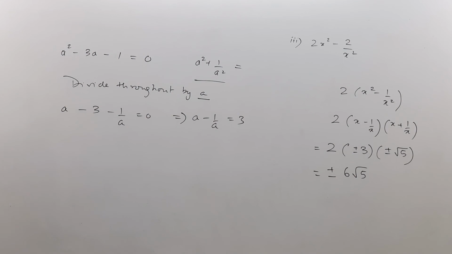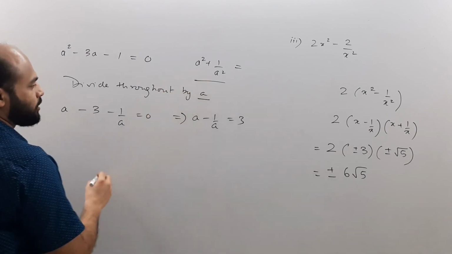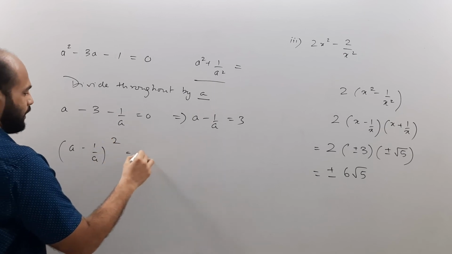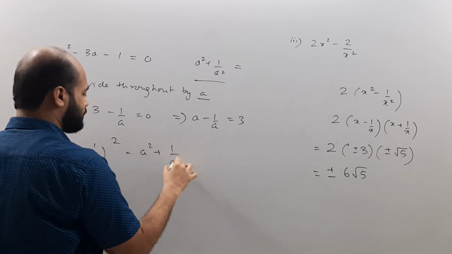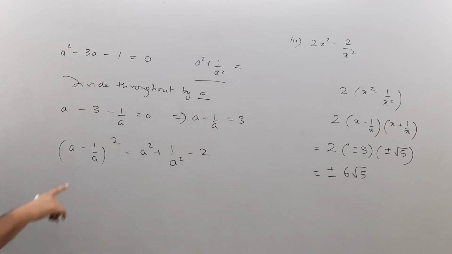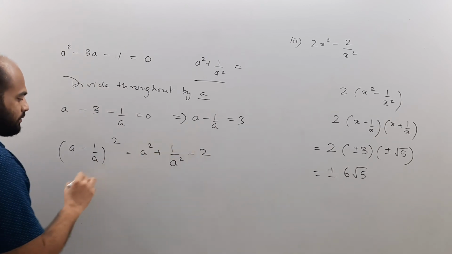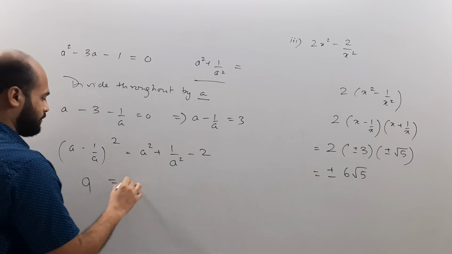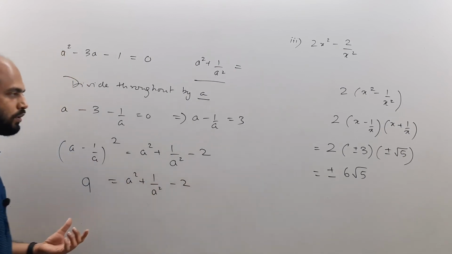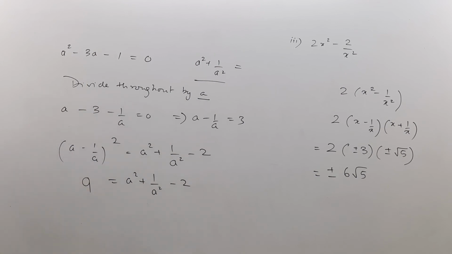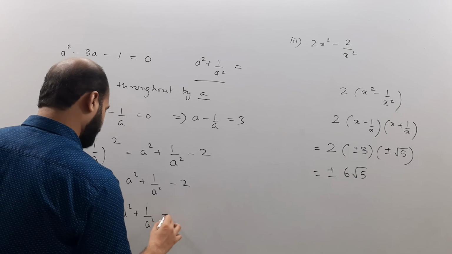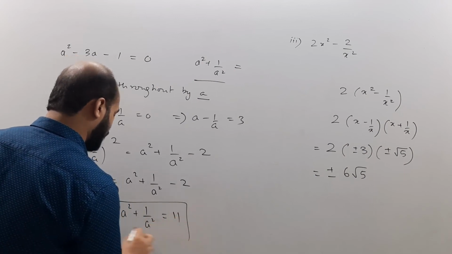And if a minus 1 by a is 3, we can easily come to the expression now. That is, we will square it up, and after squaring we will get it as this, which means that we know the value of this, that is 3, so this should be 9 minus 2. So the value of a square plus 1 by a square should be 11. That is the answer to this question.